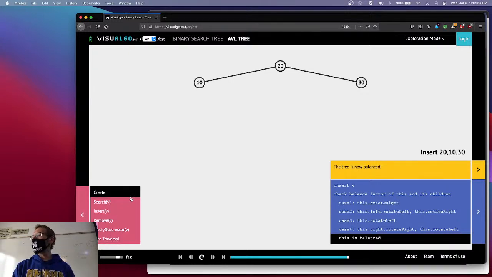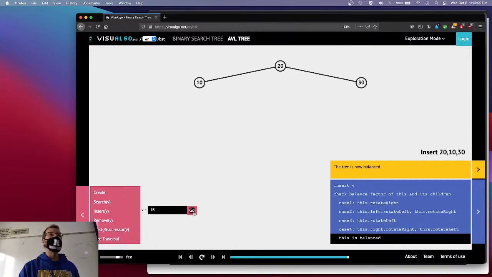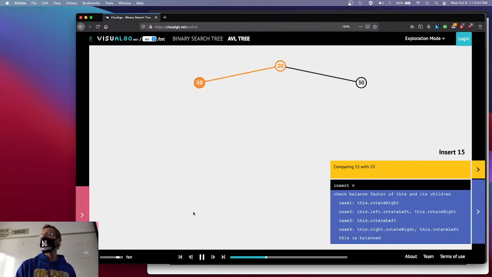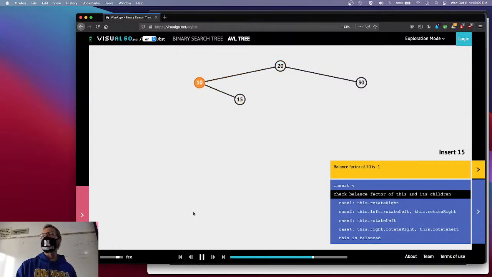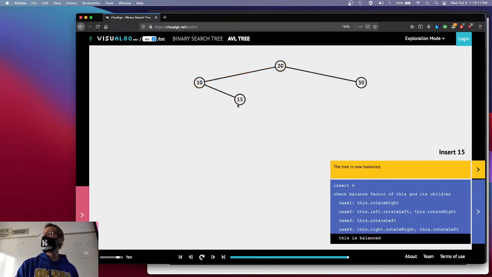Now let's go ahead and insert, I don't know, 15. Before I do, though, predict what's going to happen. Careful. What kind of rotation? None. Why? What's the balance factor of 15? 0 because it's a leaf. 0 because it's a leaf for 30. 10, it's only unbalanced to the right, but only slightly, so it would be -1 here.